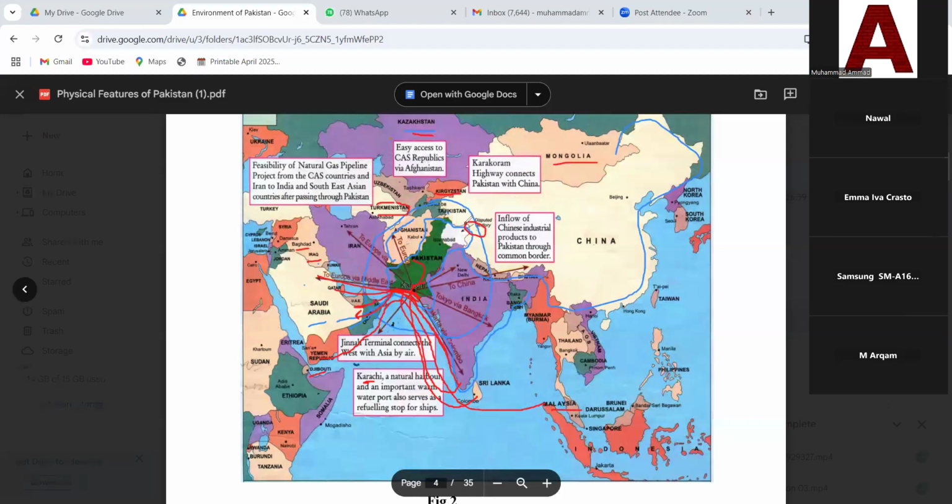This is another importance of the location. Karakoram Highway. This is a man-made route that's developed between Pakistan and China for trade, easy access to Central Asian states via Afghanistan. These are all the Central Asian states here: Turkmenistan, Uzbekistan, Kyrgyzstan. So you can travel through Afghanistan to all of these areas.